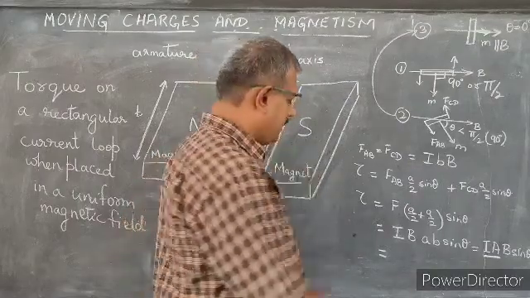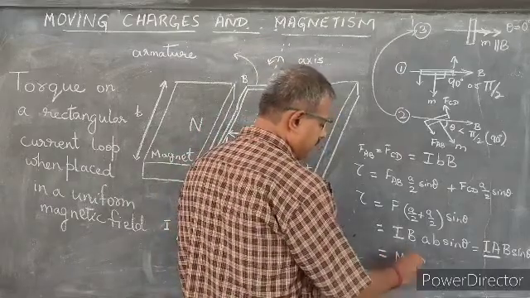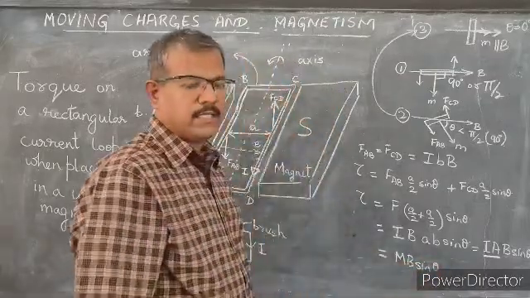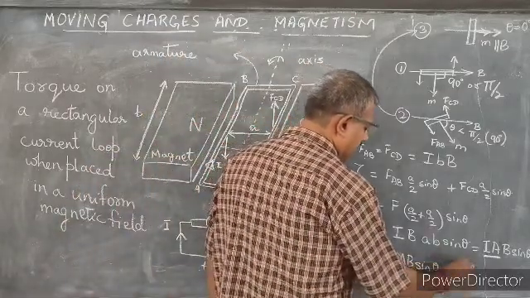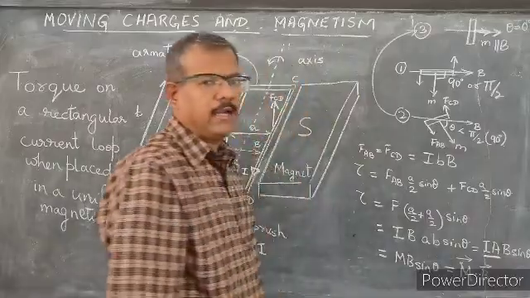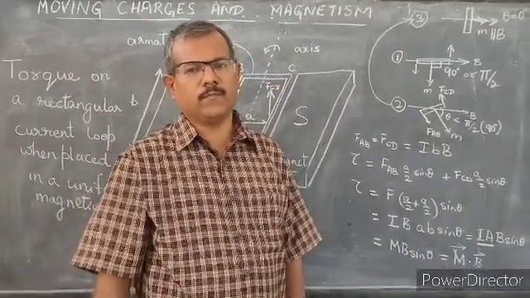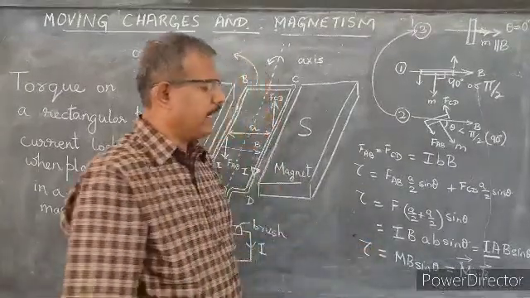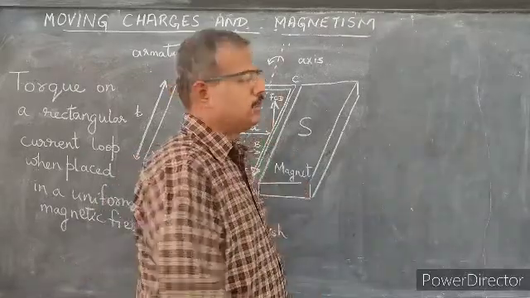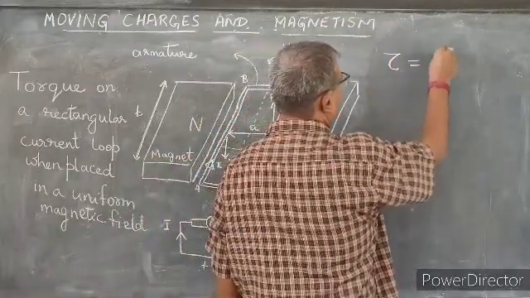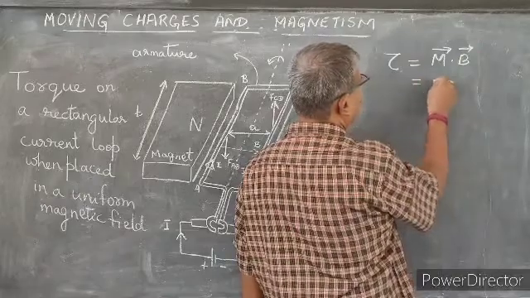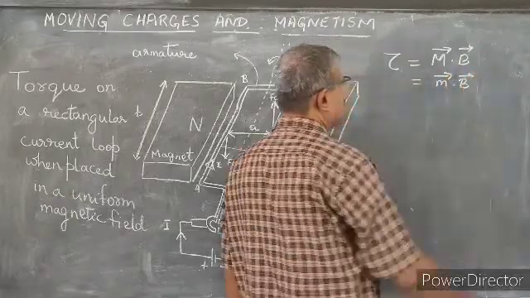So a magnetic moment is represented by capital M, and the torque is M into B sine theta. If we want to represent it vectorially, we can give it as the vector product of the magnetic moment and the magnetic field. So tau, or the torque at any point, is given by the vector product of the magnetic moment and the magnetic field. So tau, we just recall, is given by the vector product of the magnetic dipole and the magnetic field. Some textbooks also use the small m.